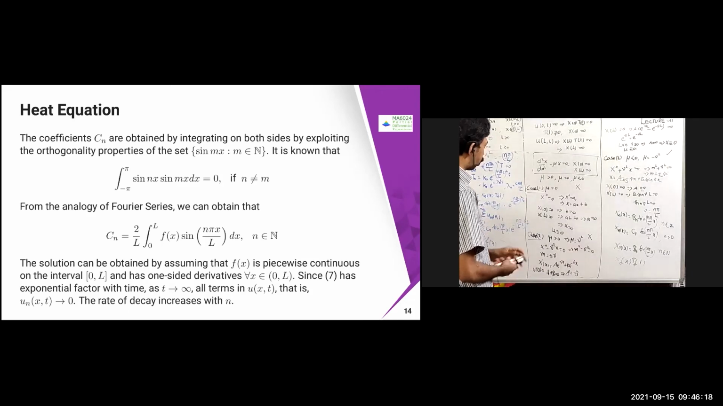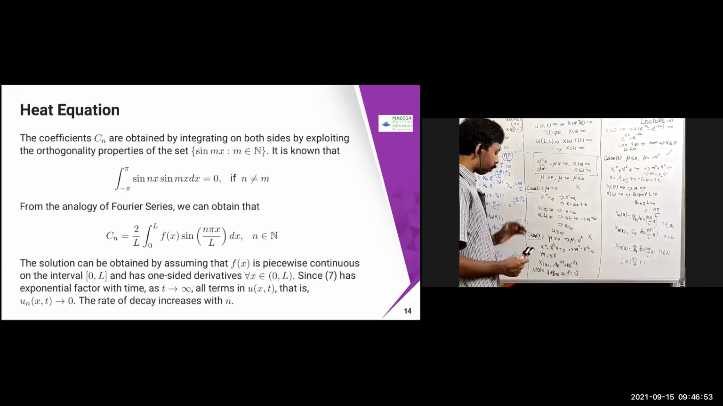Okay, so one more important factor we can observe from here is that suppose t tends to infinity. This is going to be a negative quantity, that means this is going to be very, very small. It is going to become almost 0 after a certain stage. That means the decay increases with n. Whenever n is increasing, the decay is also going to increase.